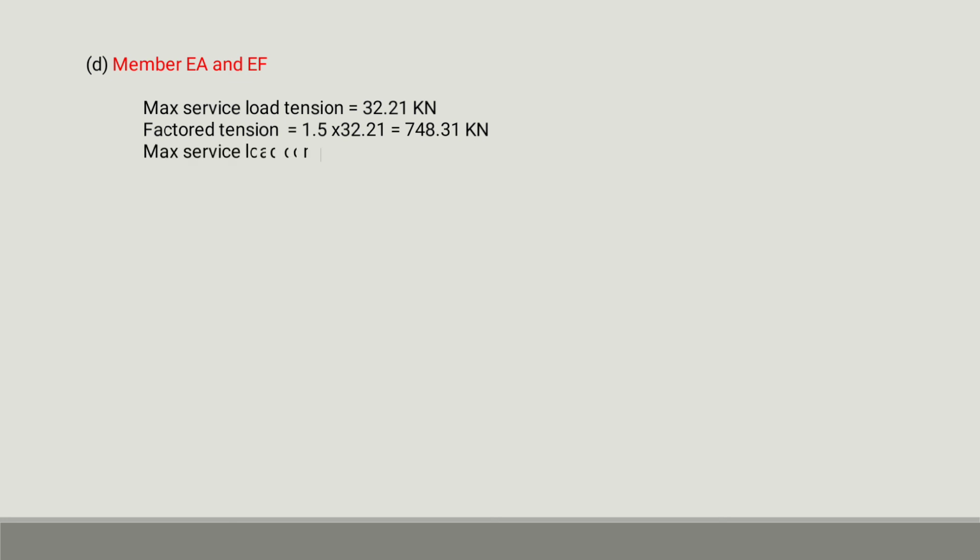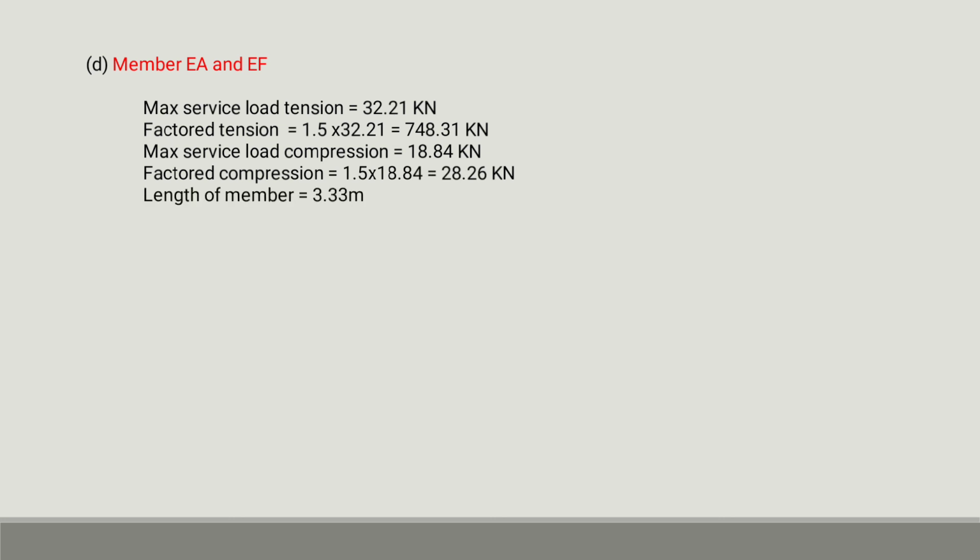Then D, member EA and EF, the same steps and same format. So maximum service load tension is 32.21. Then factored tension is 1.5 into 32.21 is 48.21 kilonewton. Then maximum service compressive load is 18.84 kilonewton. Then factored compressive load is 28.26 kilonewton. So length of the member is 3.3 meter. So effective length KL is 0.7 into 3.3. So you know the step procedure will be same. Only the members will be changed there.